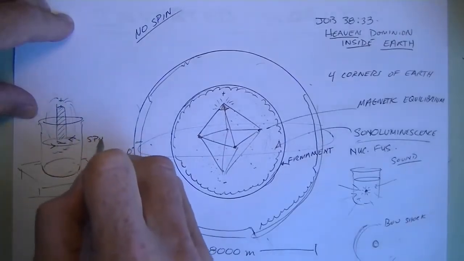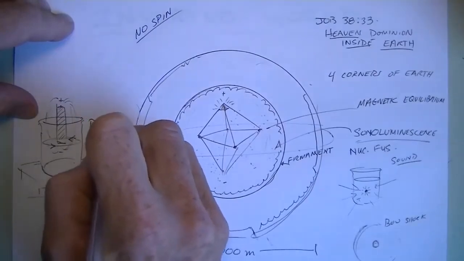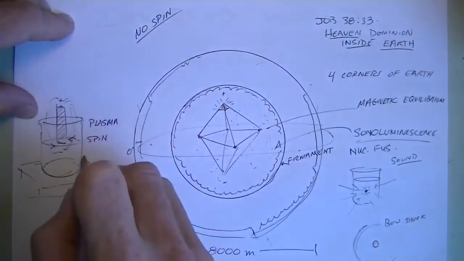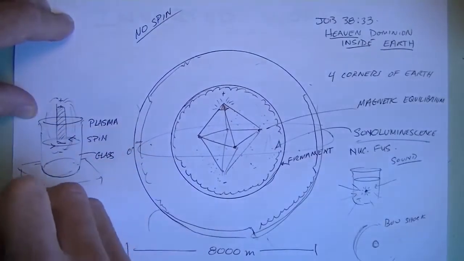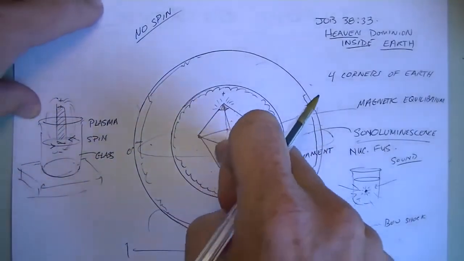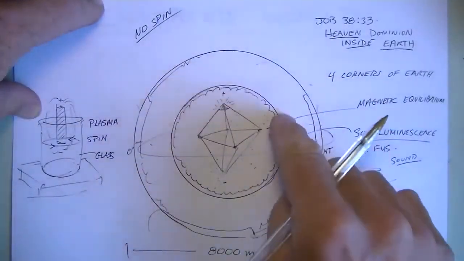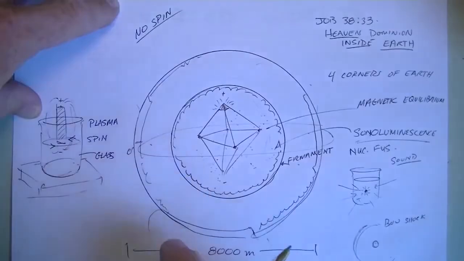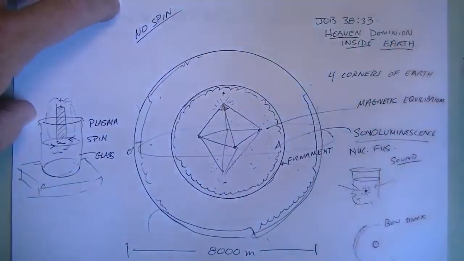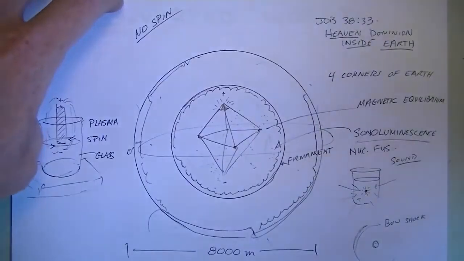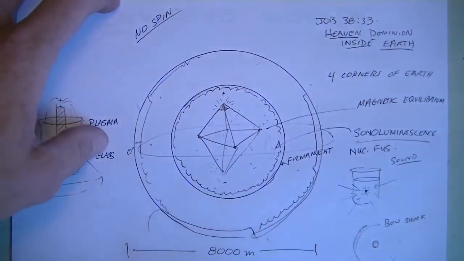Spin. Magnets create plasma spin inside glass. That's what's happening in the earth, okay? There's glass, firstly, in this celestial sphere, firmament, and there's glass here too, in the glass that was formed after the flood.